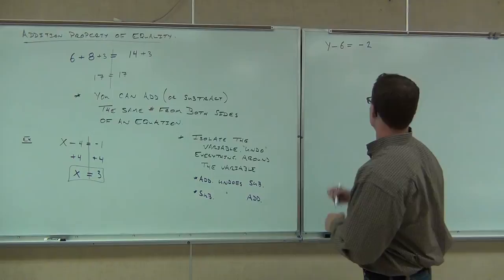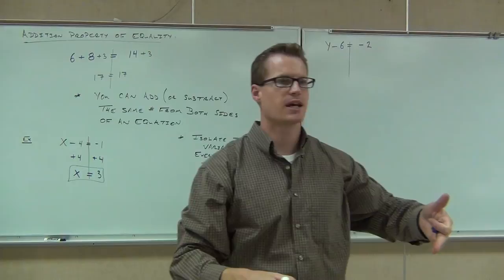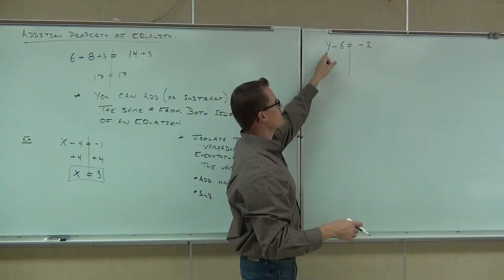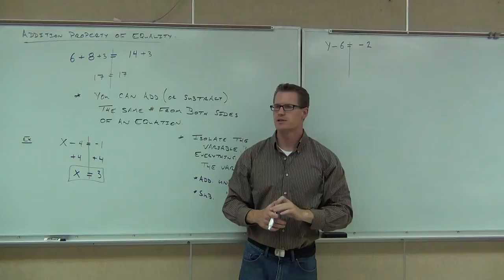So we're going to draw our line. That signifies that we have two sides. That line goes always underneath the equal sign, saying what I do to the left-hand side, I also have to do to the right-hand side. Now, the question is, since you've already identified the variable and you've identified something needs to be removed, how do you remove that minus 6? What's the opposite of minus 6?